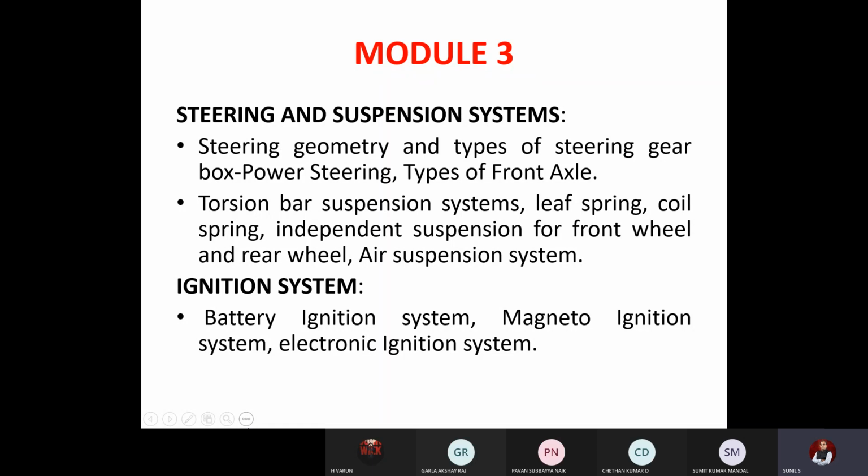Okay, module 3 consists of three concepts. One is steering, second is the suspension, and third is the ignition systems. So steering, suspension, and ignition, we have to study these three.